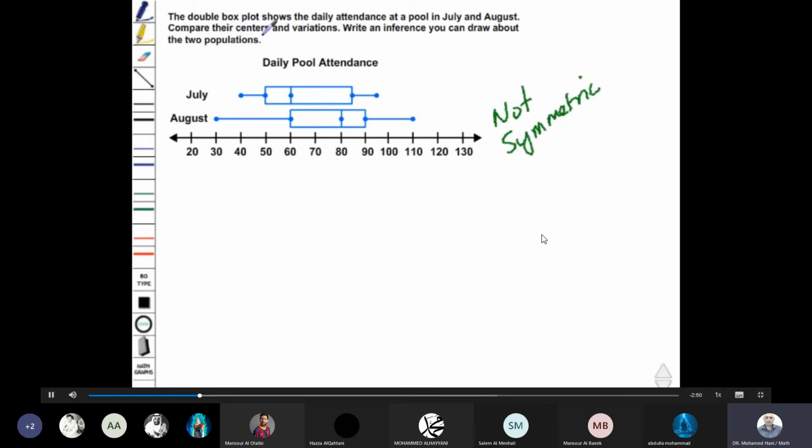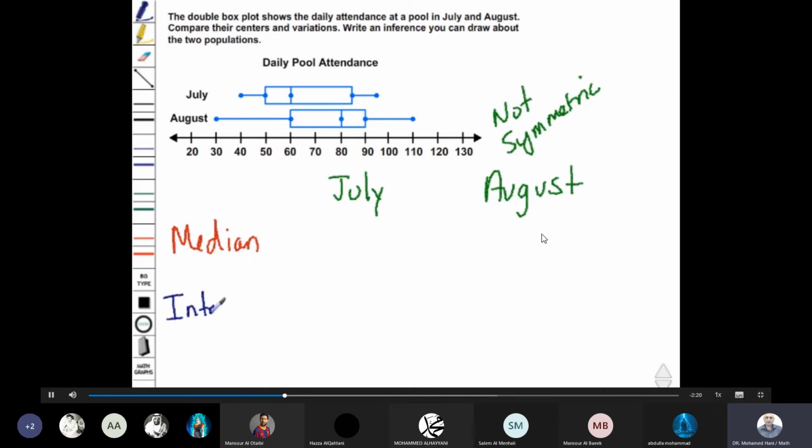For the centers we can use the mean, median, or mode, but because they're not symmetric we're going to use the median. And then for the variations we're going to use the interquartile range. So we have our 2 months, July, and we have August. And we said we're going to use the median because the data is not symmetric, and then we're going to find the interquartile range. So the median is always represented here by this line in the middle.